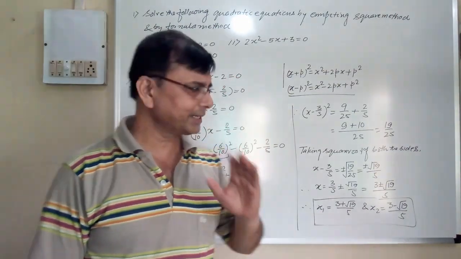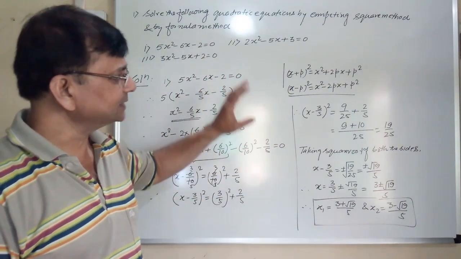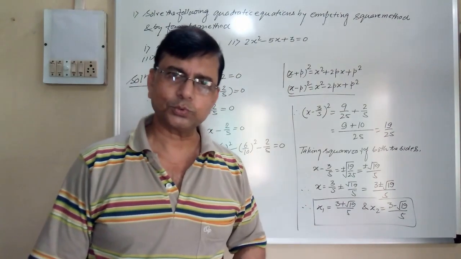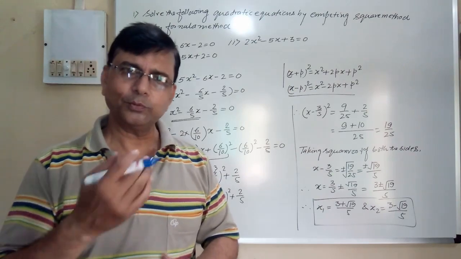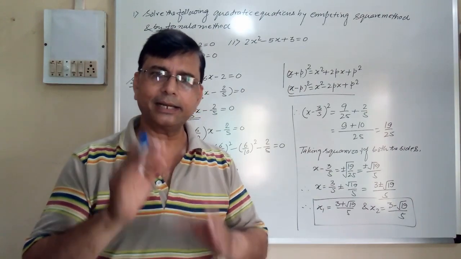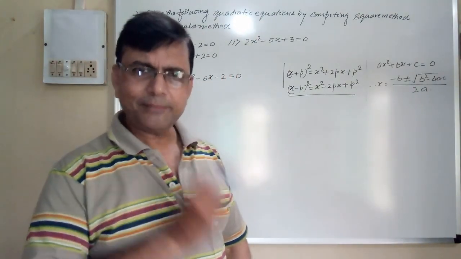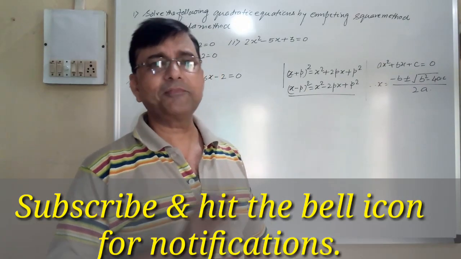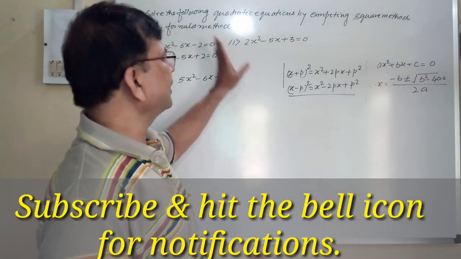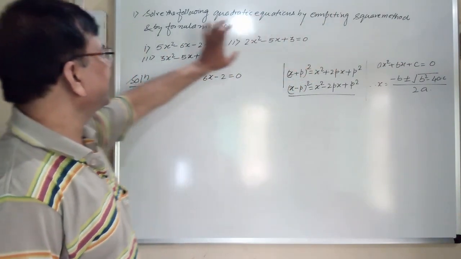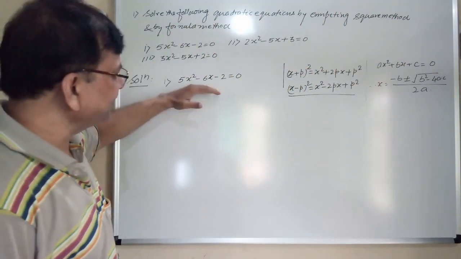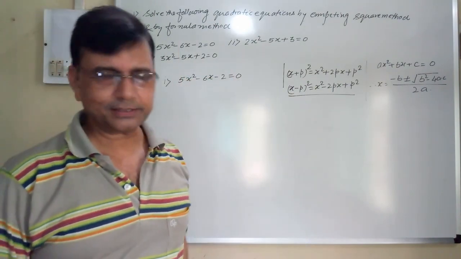So concept should be understood. This is very important. Concept is more important than the solution. If you have understood, then step by step you will go and you will reach the conclusion, and that is the solution. Now I will solve the same question by formula method, because every problem is to be solved by both the methods, completing square method and formula. We will solve the same problem by formula method.